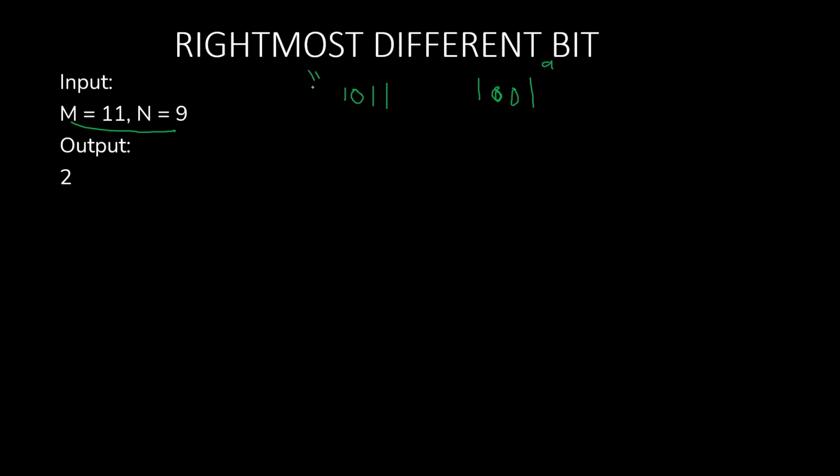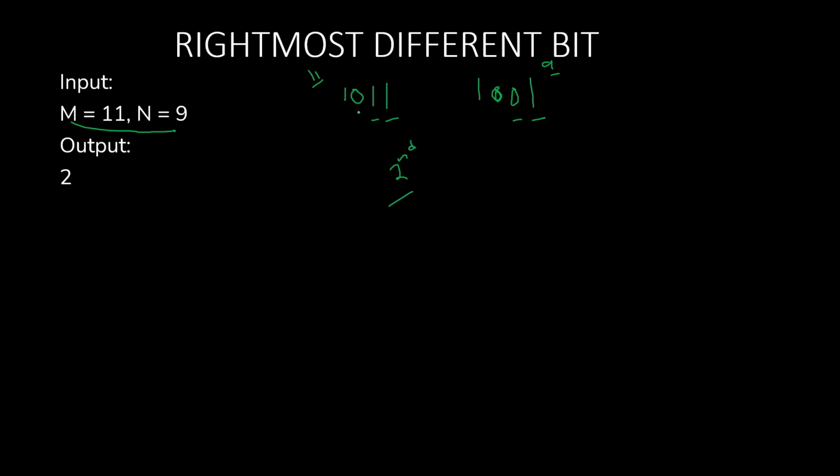Now we have to compare one by one from the right side, starting from the least significant digit, the LSB. Check: is 1 equal to 1? Yes, it is. Second iteration: is 1 equal to 0? No, it is different. Now we return the position. This is the second position from the right side, the LSB, so we return 2 as the output.